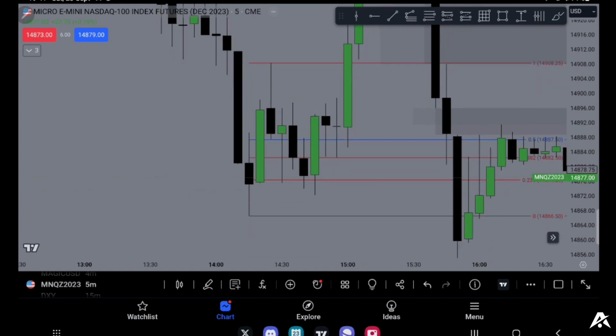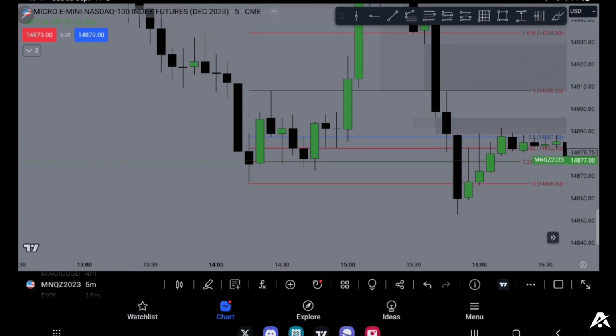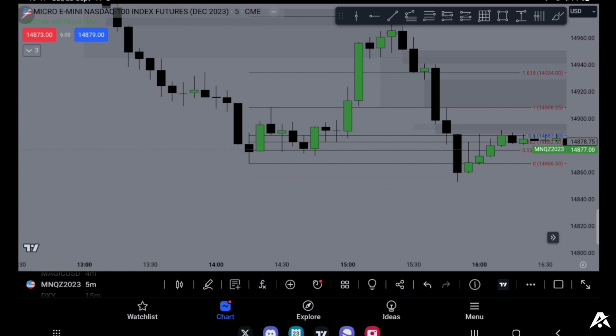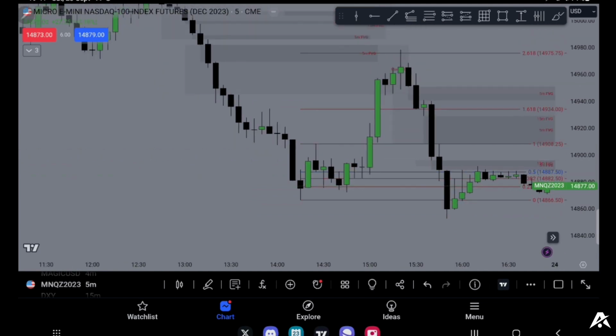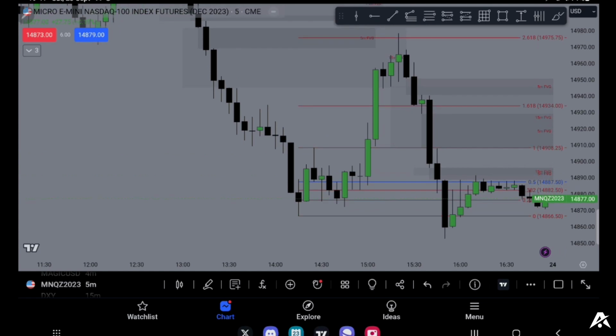Now, another added benefit of your fib trend-based fib extension, and the primary use of it other than entry, is your take profit. Where would I take profit? That's where these standard deviation levels are for. Your fib 1, your fib 1.618, 2.618, and so on, right?